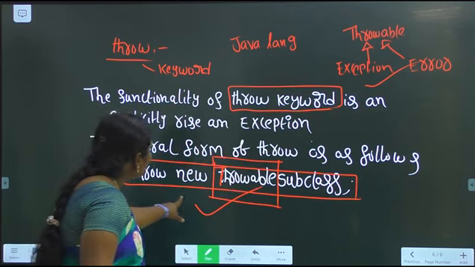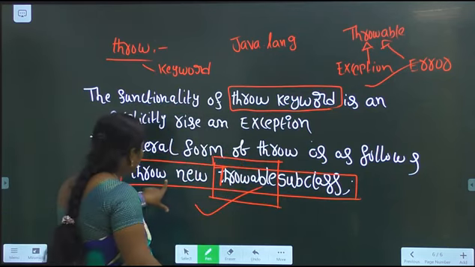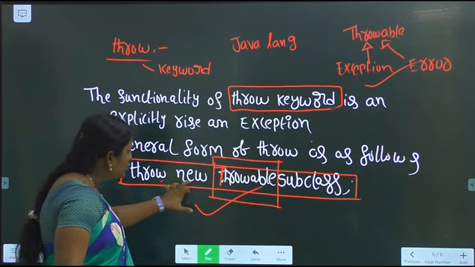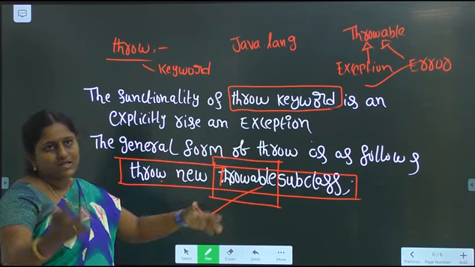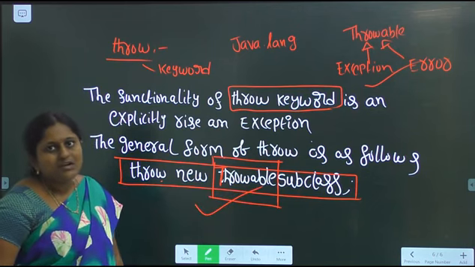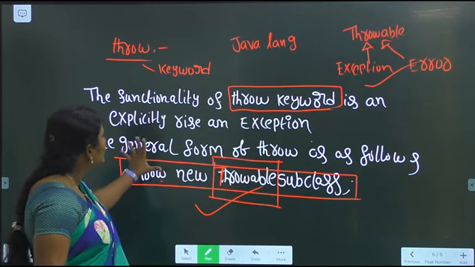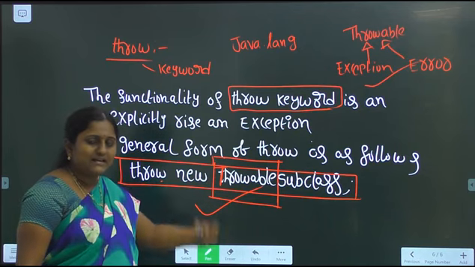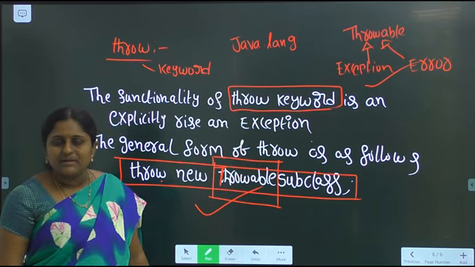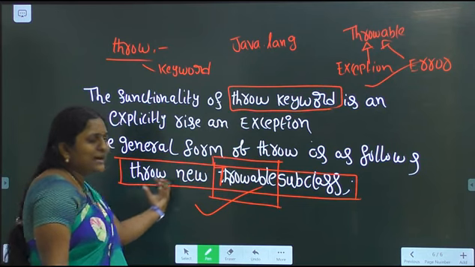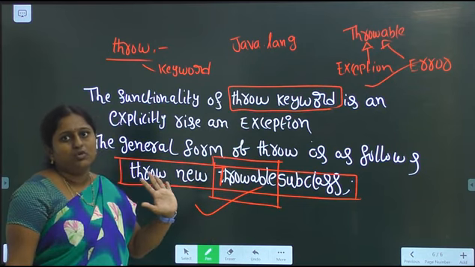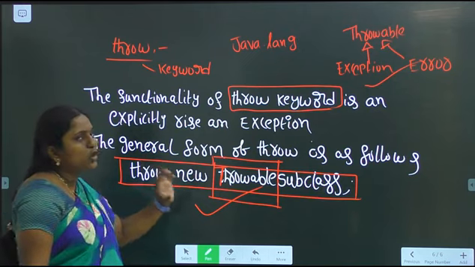So here, throw new throwable subclass. Whenever we want to explicitly raise an exception, that is the syntax. Throw new throwable subclass means any exception: arithmetic, null pointer, number format, or anything. The functionality of throw is to explicitly raise an exception. Whatever is done by the JVM, the same can also be done in our programming by using the throw keyword. That is the importance of the throw keyword.